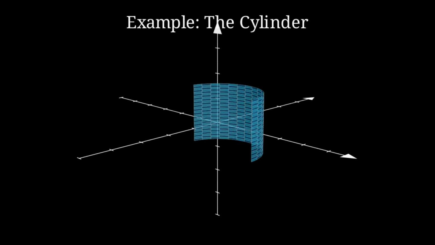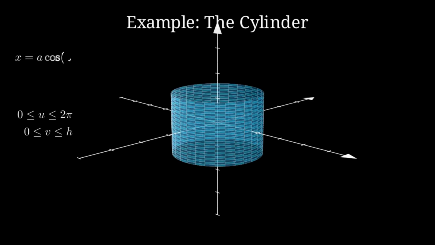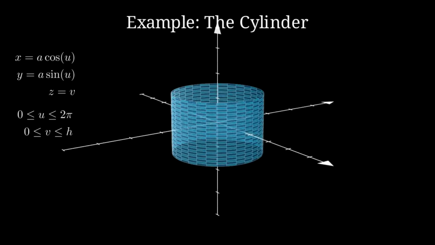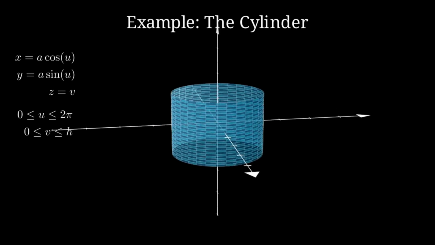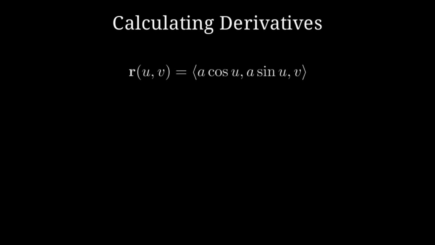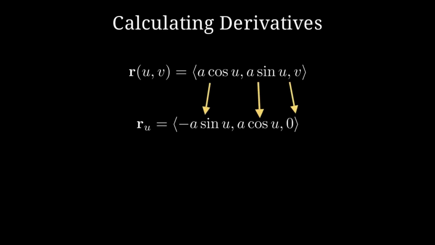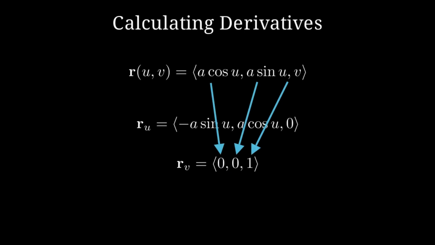Let's find the surface area of a cylinder. We parameterize it using the angle u and the height v. Our radius a is a constant. We will now calculate the derivatives to find the area element. First, we take the partial derivative with respect to u, which gives us the horizontal tangent. Then, we take the partial derivative with respect to v, which gives us the vertical component. Notice how simple these vectors are.